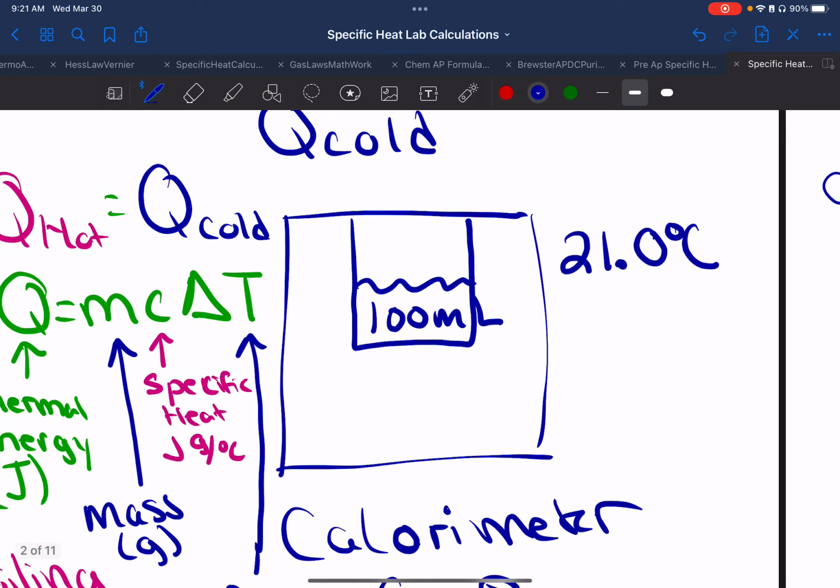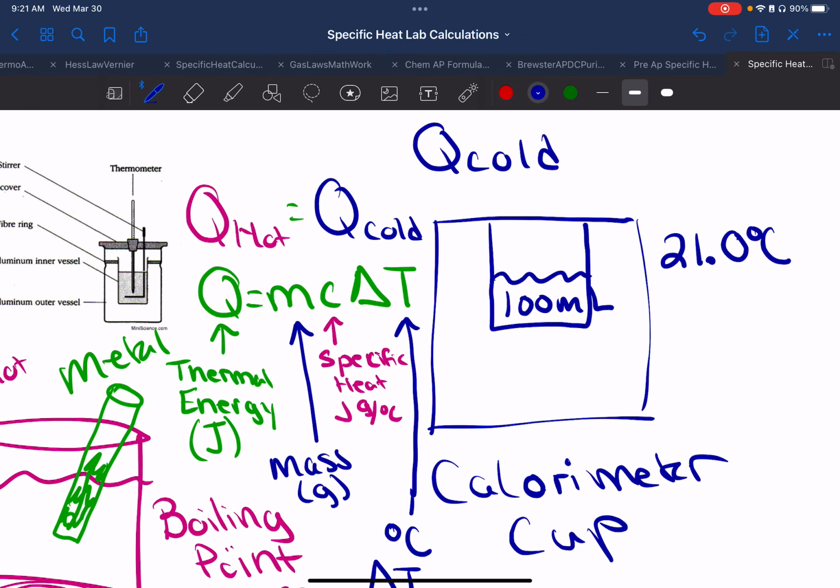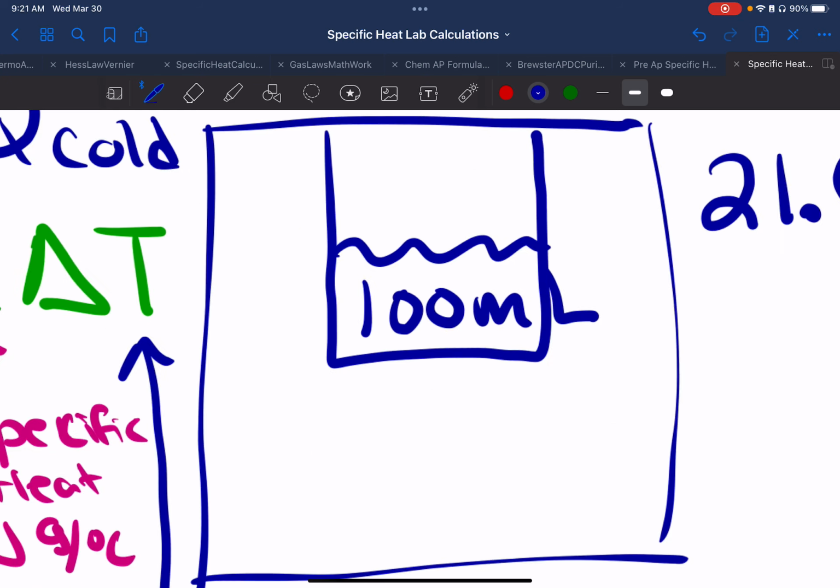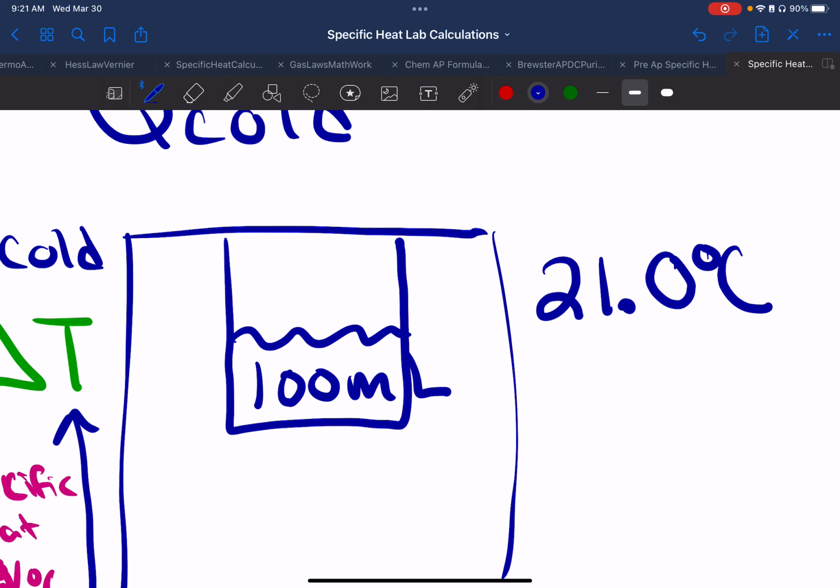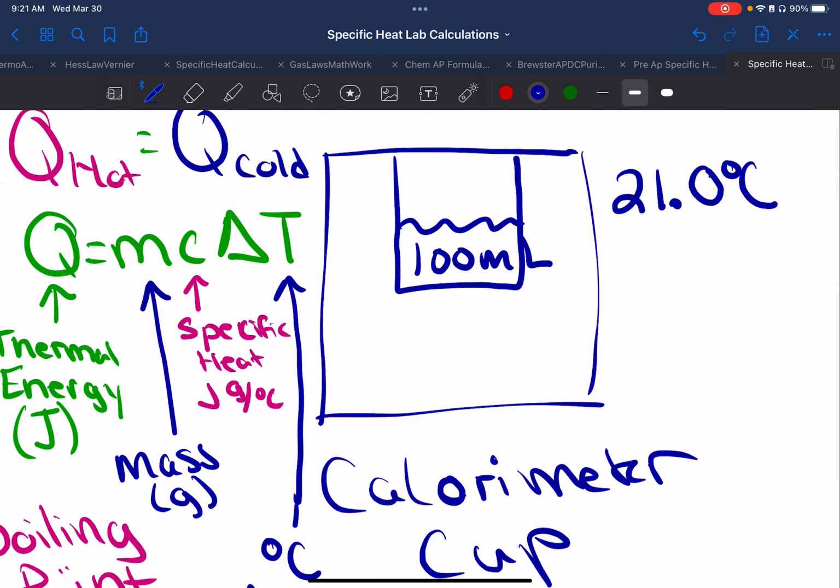And our Q cold, which we set up with the calorimeter cup: we had the cup and the inside cup, where we put 100 milliliters of water. Then we measured the temperature of our water. Generally it was somewhere around 20 or 21 degrees Celsius, and that was our cold side of it.